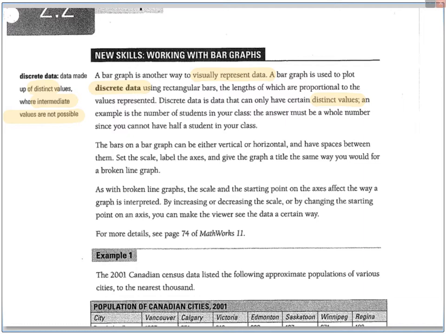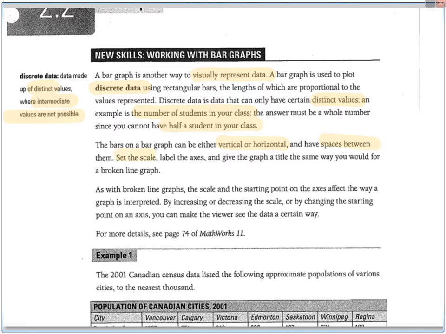All right. Also, another way of thinking of this is the number of students in your class. You cannot have half a student in your class. Or if you're selling tickets to a movie theater, you can't sell half a ticket or a quarter of a ticket. Okay, so there's only whole number answers. All right. The bars on the bar graph can be vertical or horizontal. That's completely up to you. And have spaces, okay, between them.